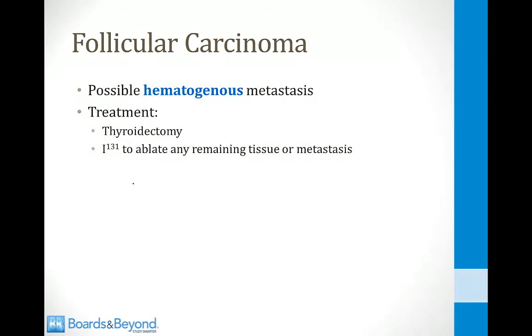Most carcinomas, you may know, spread by the lymph nodes. However, follicular carcinoma is an exception. It can spread through the blood, which makes it unusual. The treatment is usually to remove the thyroid gland and then administer a high dose of iodine-131, which will ablate any remaining tissue or metastasis.